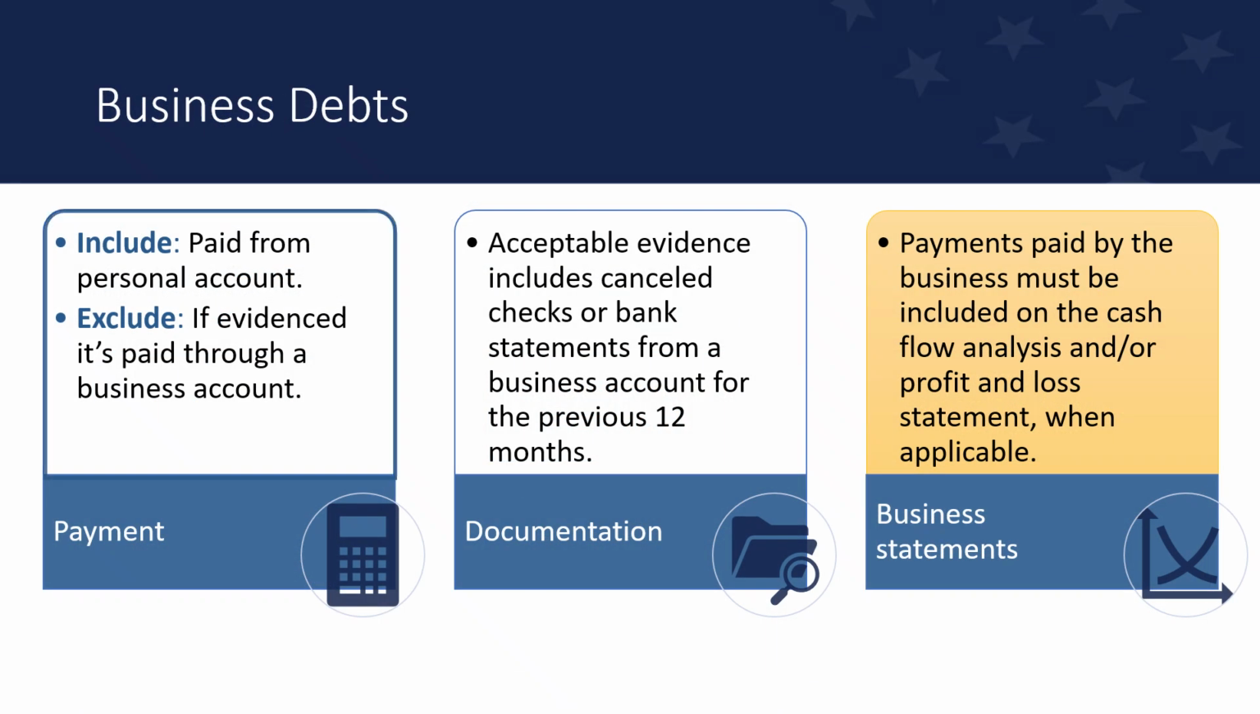Business debts such as a car loan reported on the applicant's personal credit report may be omitted from the monthly debt if there is evidence the debt is paid through a business account. Acceptable evidence includes canceled checks or bank statements from a business account for the previous 12 months. Please note this recent update to Chapter 11. Payments paid by the business must be included on the cash flow analysis and/or profit and loss statement when applicable.